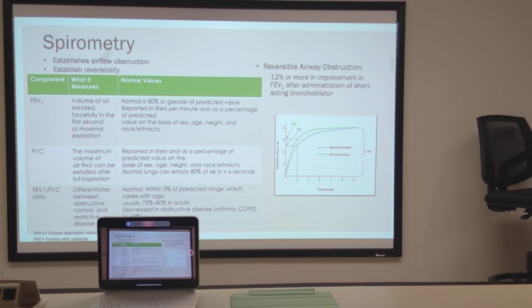Spirometry, as I mentioned, is a type of pulmonary function test. It's usually used to determine the respiratory symptoms, also the level of obstruction.